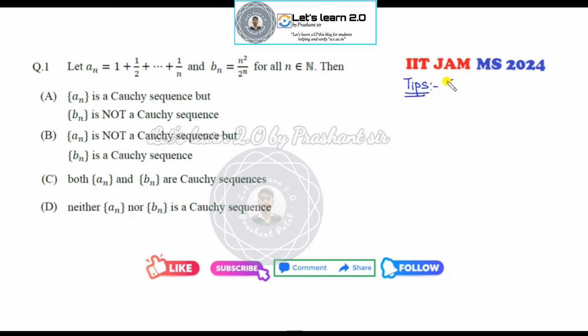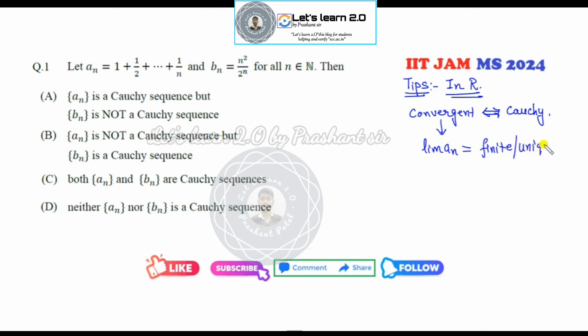Whenever you are working on the real line, if you prove that the sequence is convergent, then it implies it is Cauchy as well. That's simple. Now, to prove the sequence is convergent, you can find the limit. If it is finite as well as unique, then you can say the sequence is convergent. Make sure uniqueness is one of the most important things.